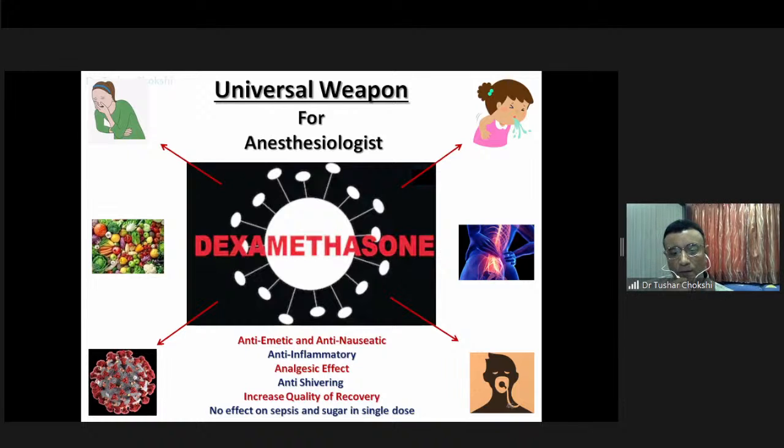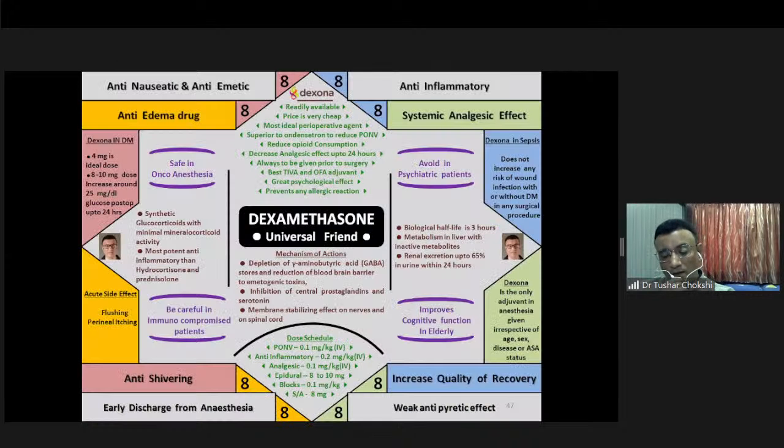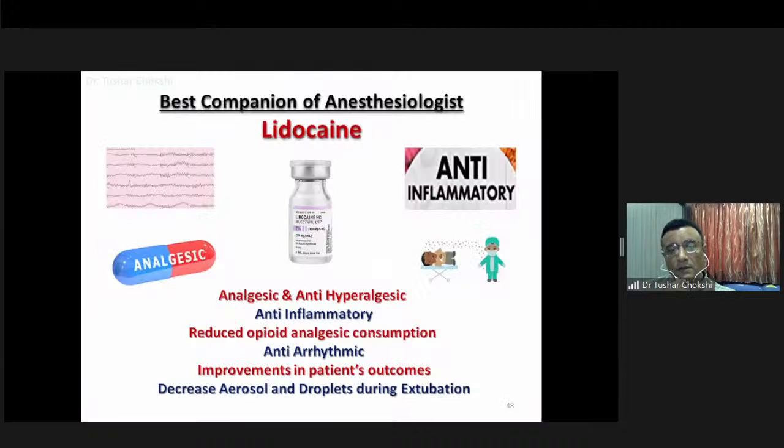It has antiemetic, antinauseatic, anti-inflammatory, and analgesic effects. I will recommend to all anesthesiologists who want to start their TIVA practice, just give dexamethasone. Even if you are giving local blocks or TIVA, or even in your monitored anesthesia care, just give one dose of this agent. This is the dexamethasone infographic.